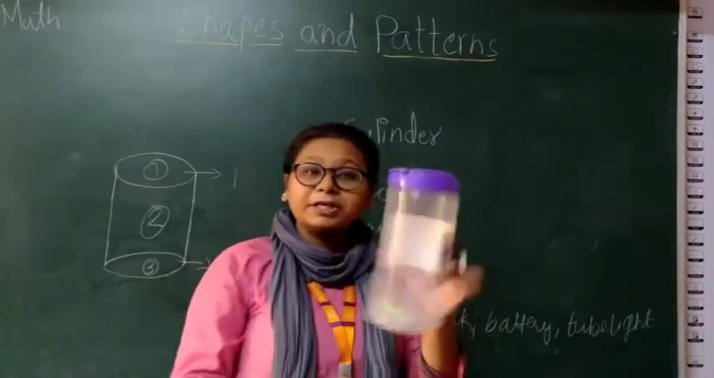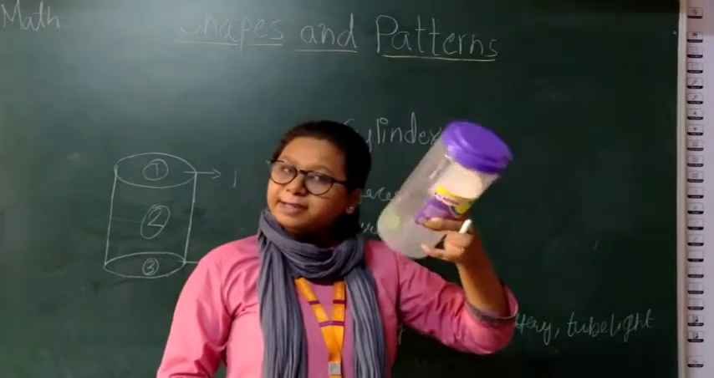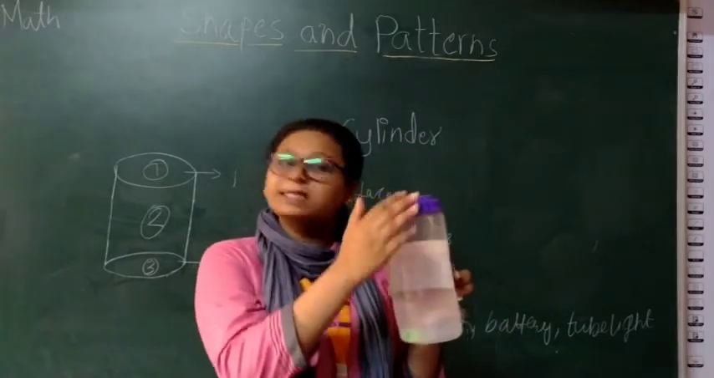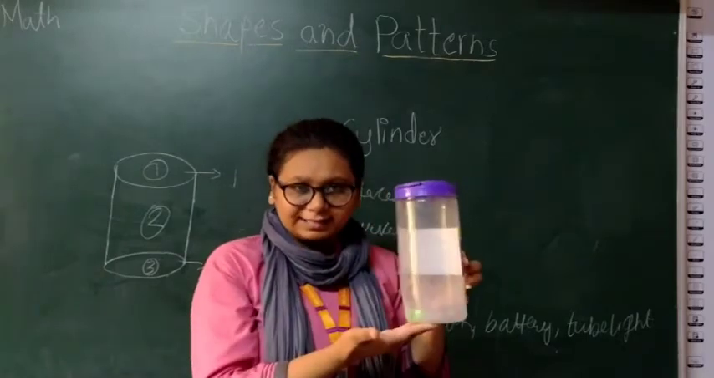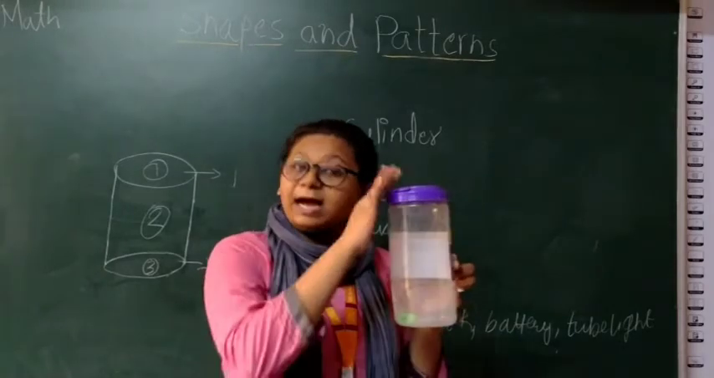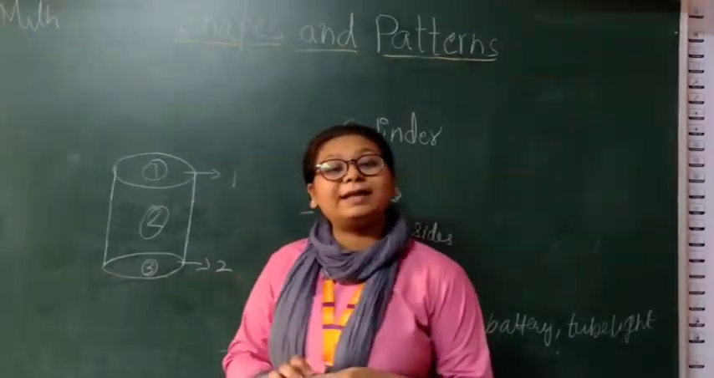See, it has no corners anywhere. Anywhere it does not have a corner, because it is round. So it does not have corners. So it has 3 faces and 2 faces are curved. So what are the other examples?